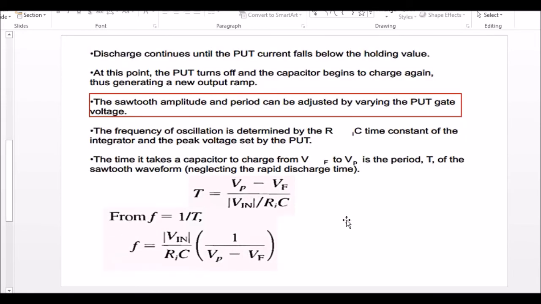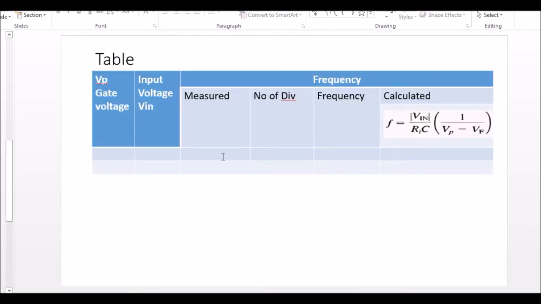So with the help of this set of devices R, C, Vin, VP and VF, we can calculate the frequency and we can produce a sawtooth waveform. In all of these 3 sets of experiments, you will be observing this frequency with the help of your oscilloscope and you will be calculating it with the help of all the given values.